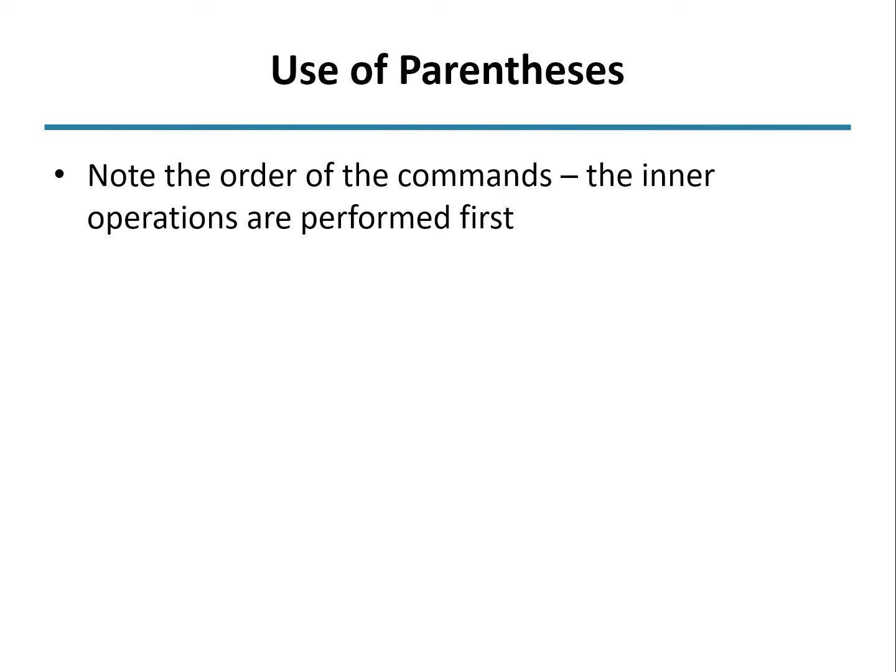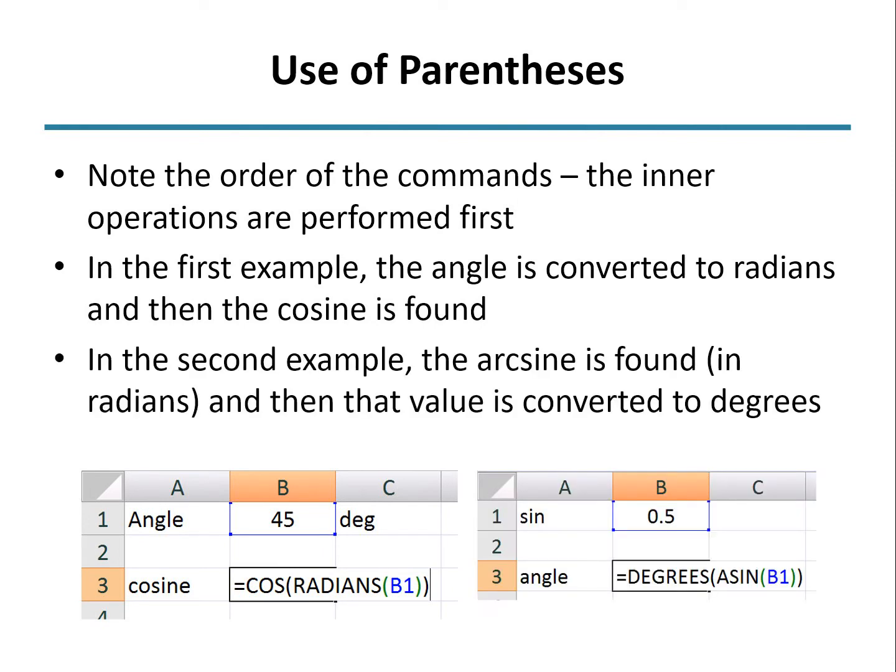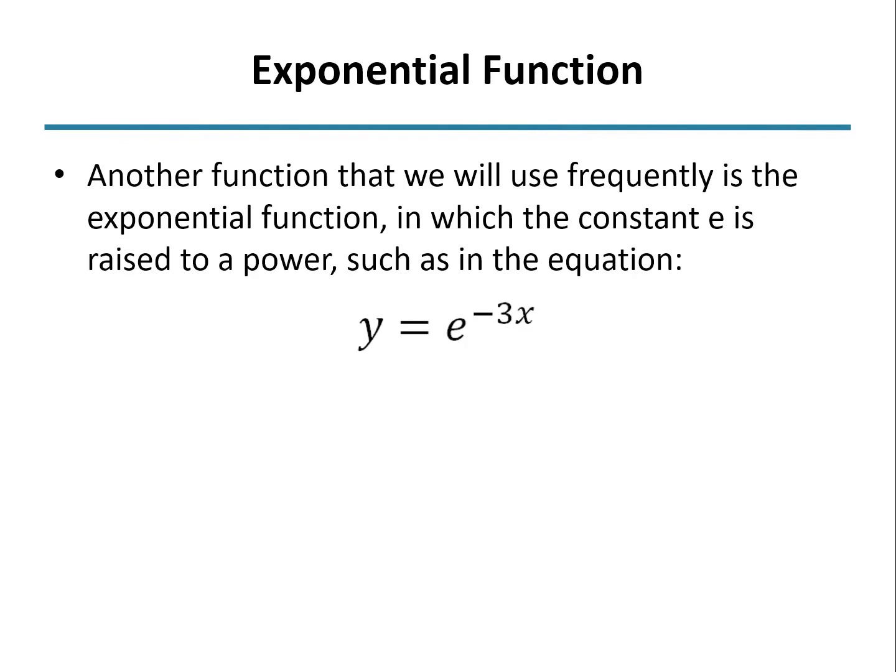So using parentheses really helps out, especially in longer formulas, but the order of commands happens based on parentheses. So we find the radians of the angle first, and then do the cosine. And similarly, when we did the arctangent, we took the arctangent first, which would give me an answer in radians, and it's the secondary operation, then converted that to degrees.